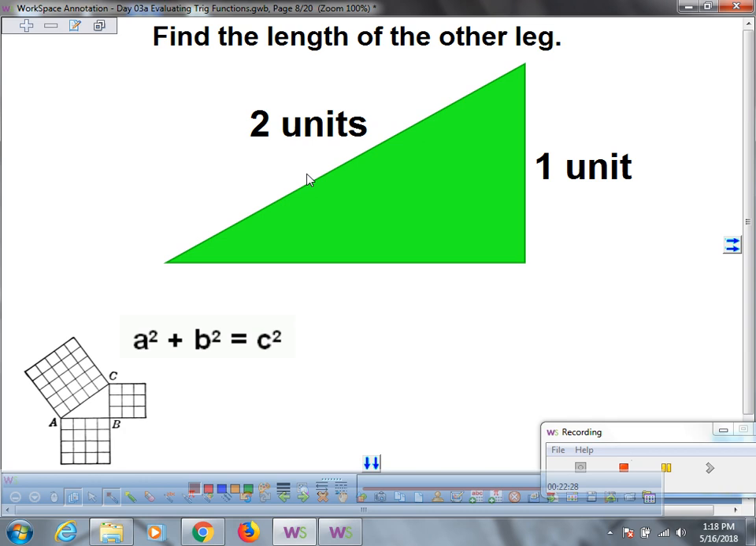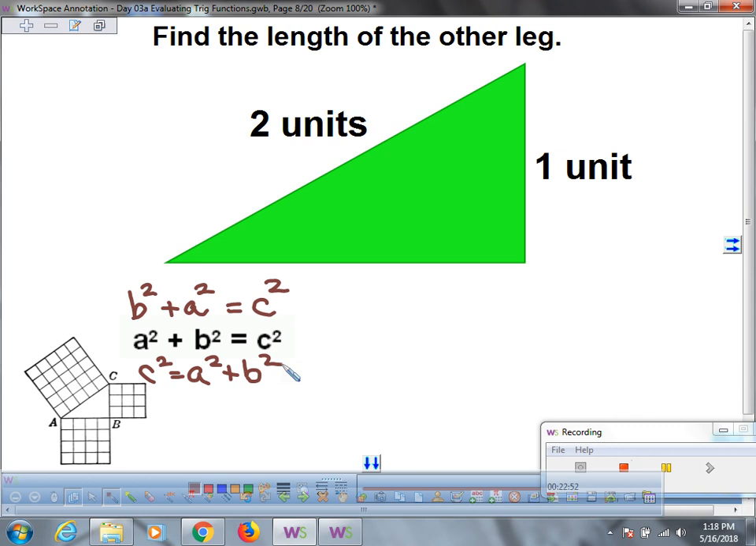Sorry. So which one's a? It doesn't matter. Right? b squared plus a squared equals c squared is the exact same thing. And guess what? c squared equals a squared plus b squared. They're all the same thing. Or a squared equals c squared minus b squared. Right? Okay, that's enough.